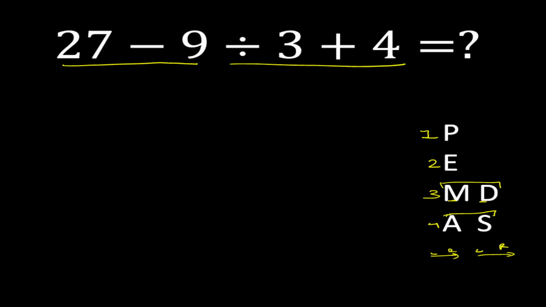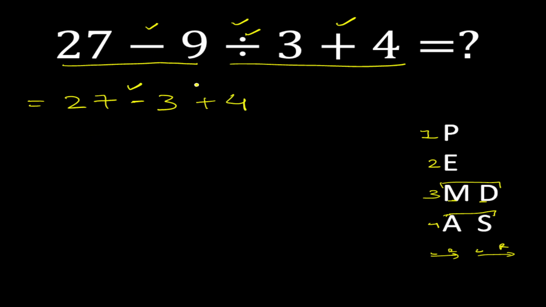So in this question, we have one subtraction, one division, and one addition. So according to the PEMDAS rule, first we have to solve this division. So it is equal to 27 minus, now 9 divided by 3 is equal to 3, plus 4.